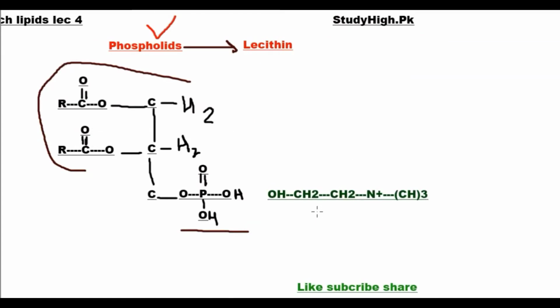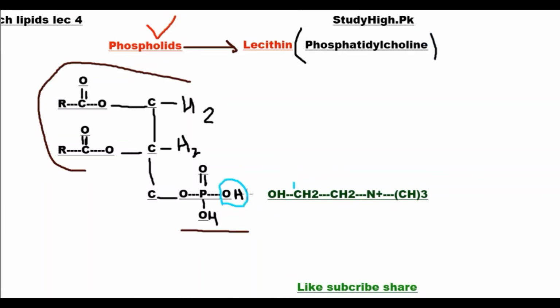This is the structure of choline, which consists of three methyl groups connected with carbon to the positively charged nitrogen atom. The hydroxyl group connected at this carbon reacts with the hydroxyl group of phosphatidic acid and results in the formation of another ester linkage between the choline and phosphatidic acid, resulting in the formation of phosphatidylcholine. The second name of lecithin is phosphatidylcholine.